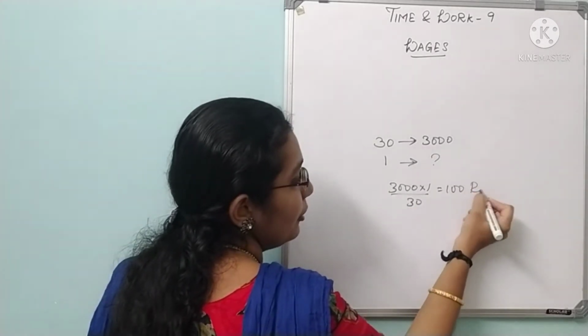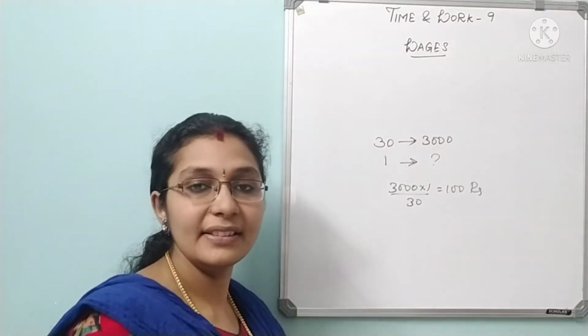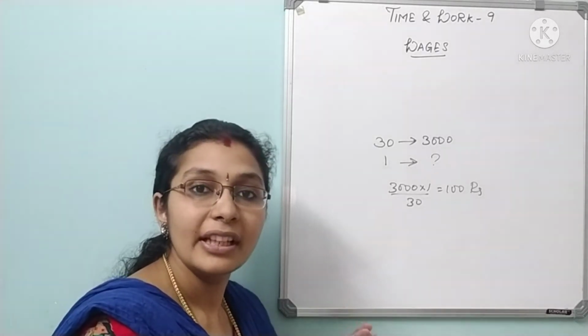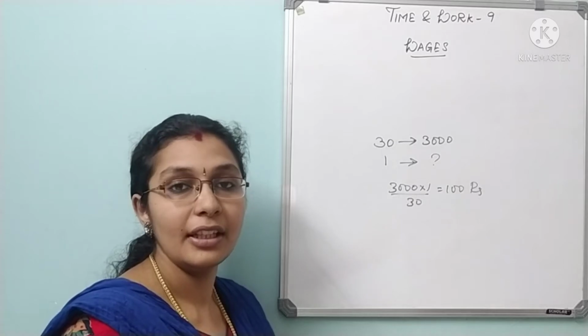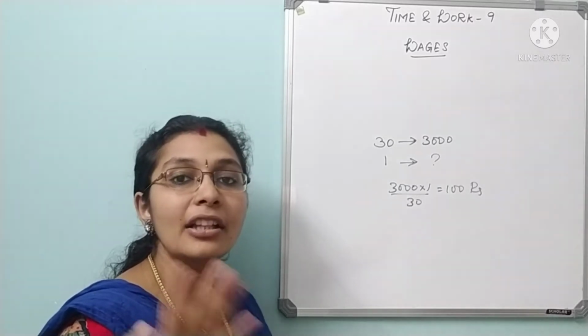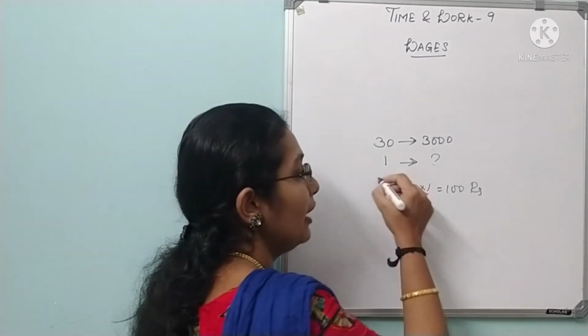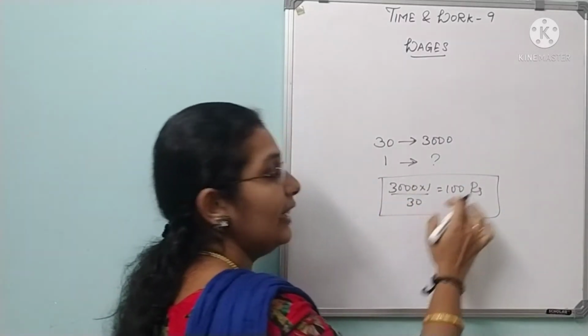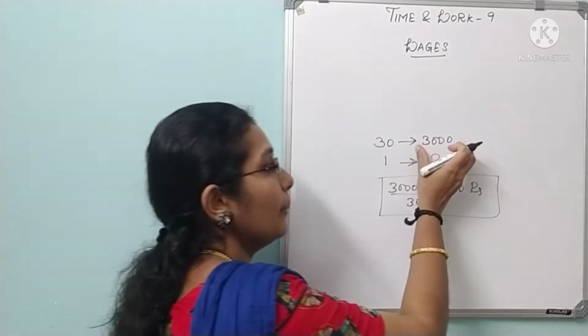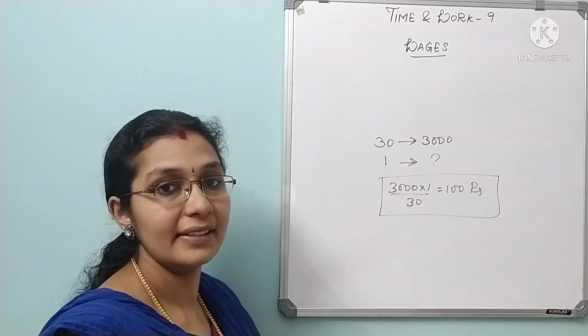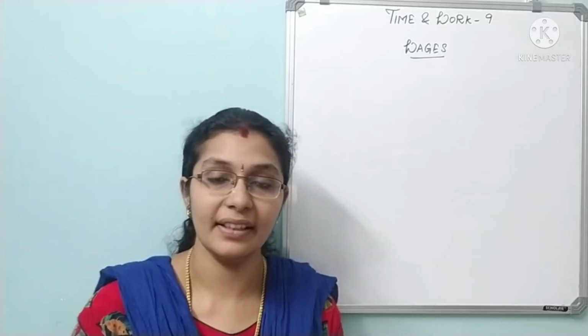You need not go through these steps. Just think, you can directly get this answer. 3,000 I am getting for 30 days, so for one day I get 3,000 divided by 30, which is 100 rupees. This is how you calculate the daily wages: the total amount you are getting divided by the number of days. Clear? Yes.